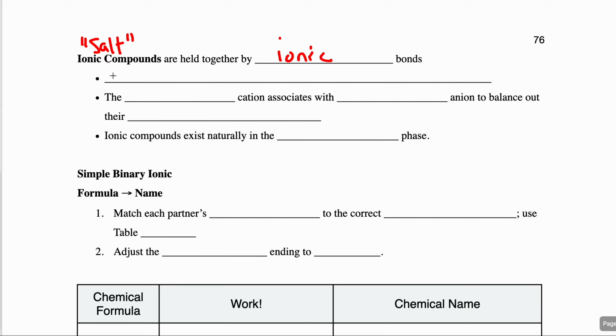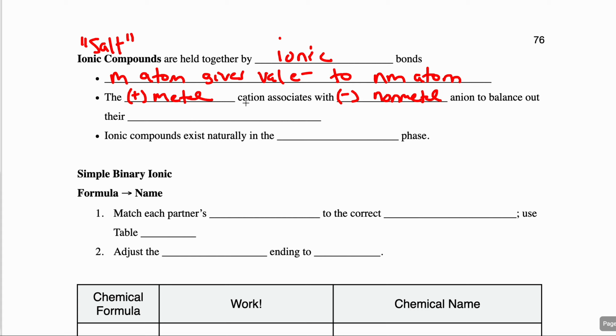And what happens is that a metal atom gives an electron, so it gives valence electrons to a nonmetal atom. So there is a transfer of electrons. And because the metal atom gives away one or more valence electrons, we would no longer describe it as an atom. So it becomes a metal cation. And it gave away electrons, so the positive metal cation associates with the anion. The nonmetal took on, gained the valence electrons, so the negative nonmetal anion.